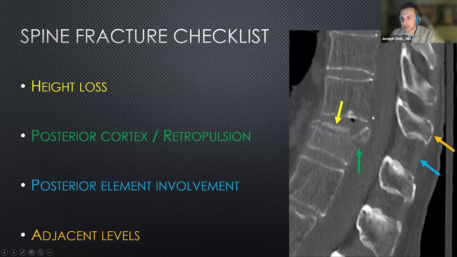Are there adjacent levels? This is the level above, this is the level below. Some of these forces don't always go straight through like a chance fracture does. It can go through the vertebral body and out the upper or lower spinous process. So this can still be a three-column fracture, even though it's not straight through. So think of these as key checkpoints for your spine injuries.